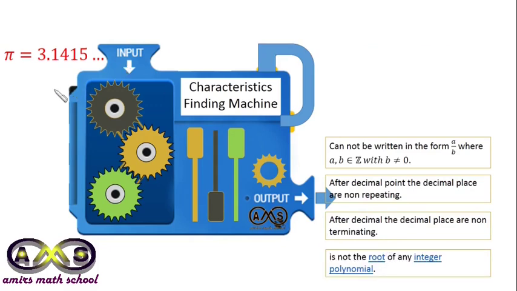Again, the given number is not a root of any integer polynomial. So this one is a transcendental number. The given number is not a root of any integer polynomial. That's why the given number is a transcendental number. This transcendental number is a very special number, which is part of the irrational numbers.